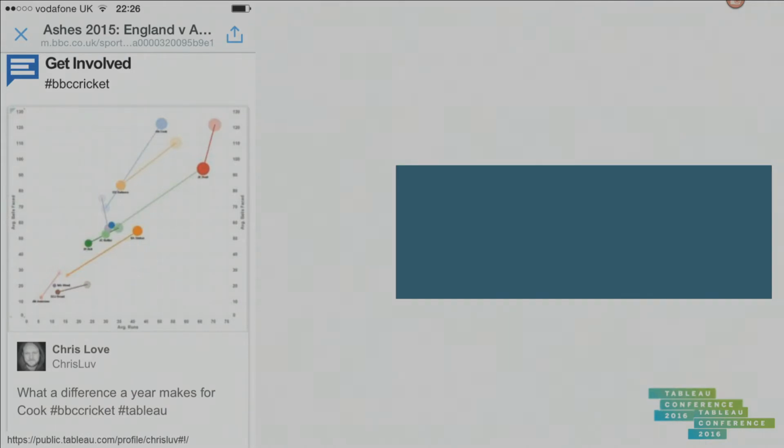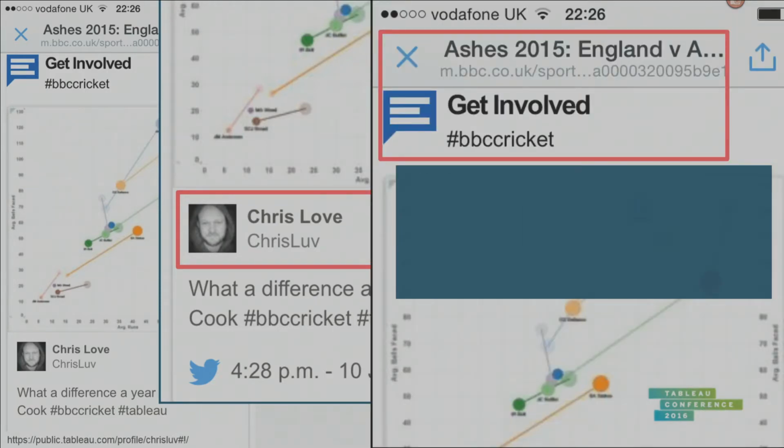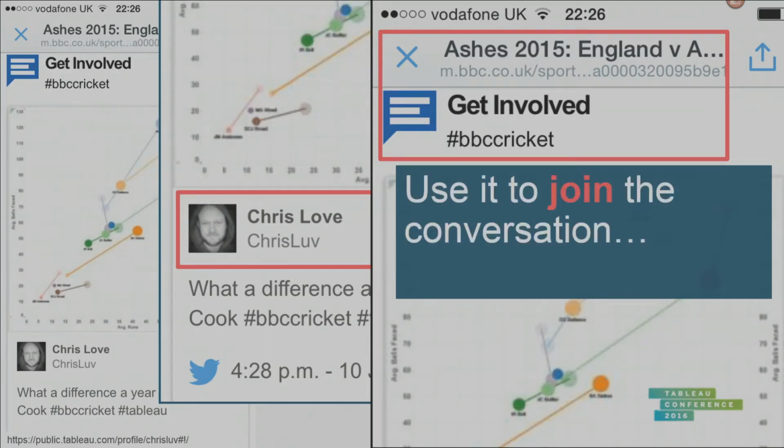And Chris tweeted it out. There he is, just there, on Twitter, to the BBC. And the BBC picked it up, and from my phone in my home, I got to see Chris Love's visualization and his input on this conversation about cricket. From my house, my dad could see it back home in Canberra in Australia. So Chris, by using Tableau Public, got involved in a global conversation about something he loves, cricket. And hopefully the Ashes, the next one we're running, we'll get them back.